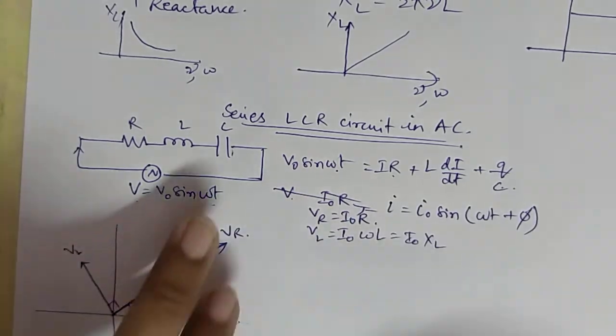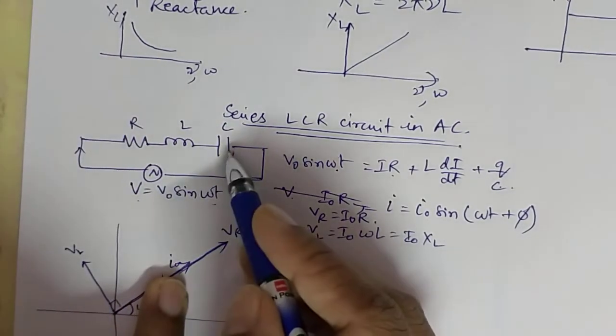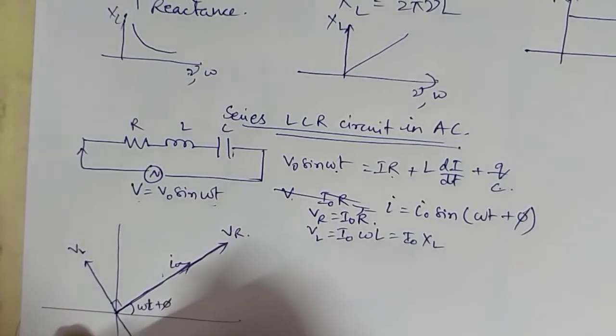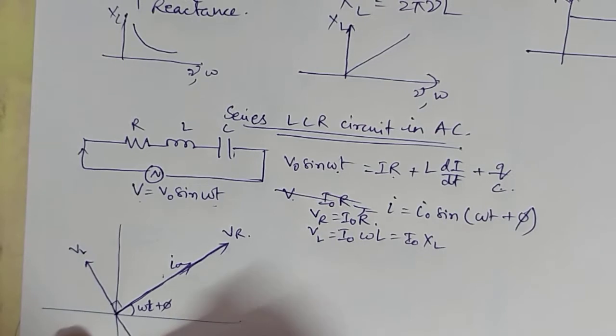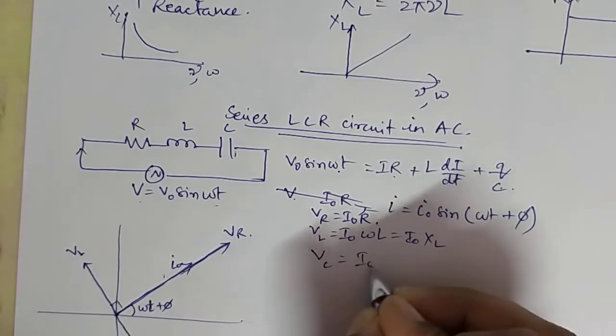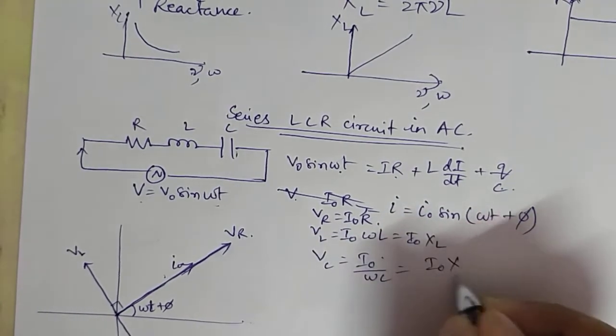And what about the capacitor? When we come to the capacitor, this is the current. Then voltage lags behind current by pi by 2. Lags behind, so I have to draw it in the lower direction, VC. Suppose this is VC. So VC will be equal to I naught by omega C, that is I naught XC.